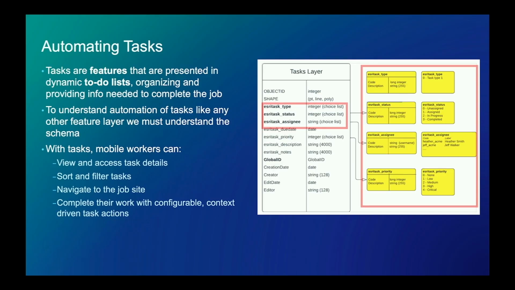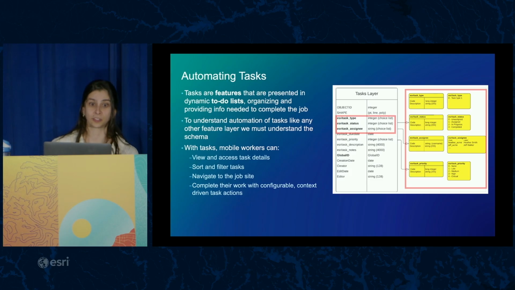Yes, very briefly before we dive into the demo. How many of you here have used tasks in your field operations? Okay, nice. So I'll just very quickly show you the schema for a task layer. You can turn any feature layer into a task layer, and you can dictate what kind of task it is, what the status is, is it in progress, is it assigned, and you can determine what assignee gets assigned to that certain task.